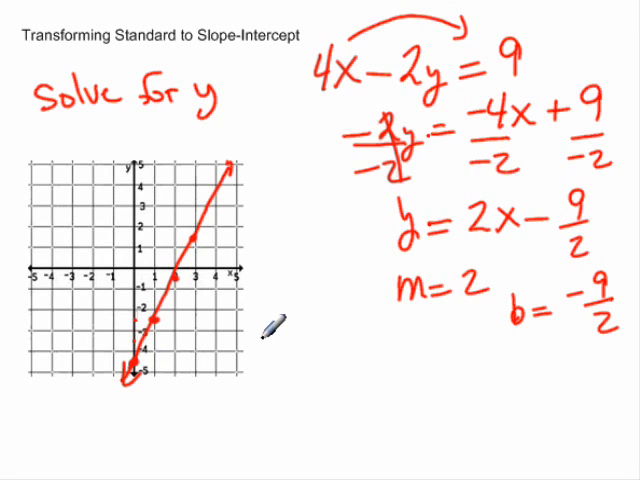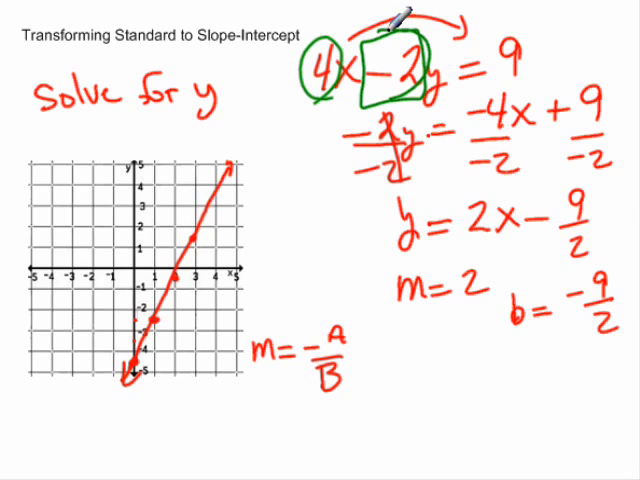Now earlier we talked about a helpful hint where slope equals negative A over B. I look at the equation where this is my A and this is my B and plug them in. I'm going to take the opposite of A, take what B actually is. Notice that I will get 2 as my slope, what I have already found out.